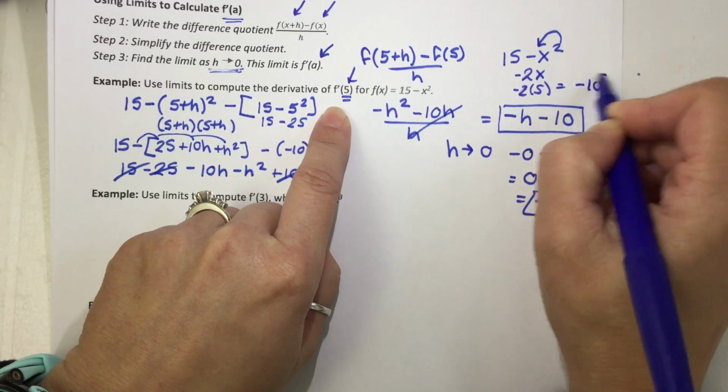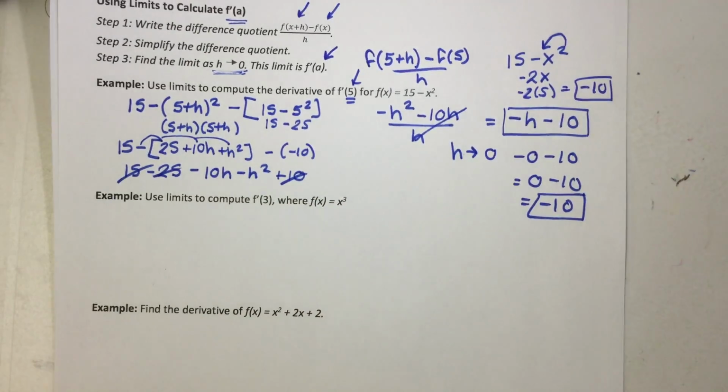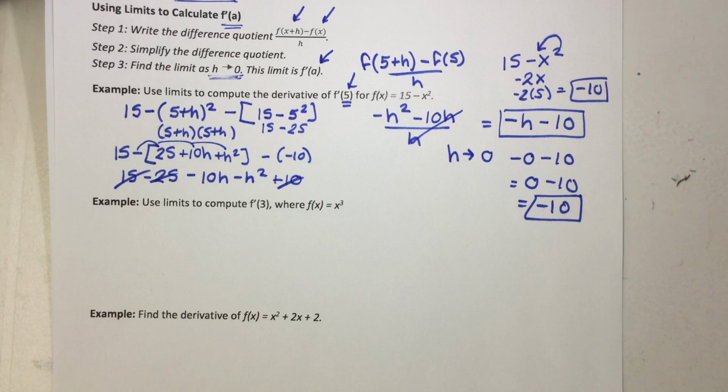Negative 2 times 5 is a negative 10, so yes, we got the same answer. This is a really cool thing. When you create something new in mathematics, you can't just figure out one way and say, hey, this is how it is. And so what we're seeing right now is that we're figuring out a limit, but we're using derivatives, and we can do this multiple ways.